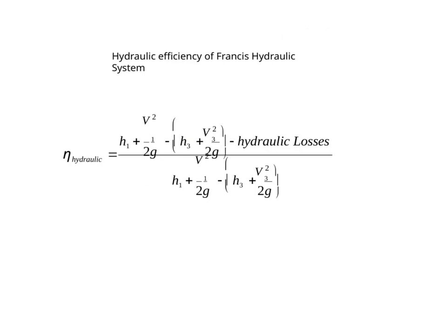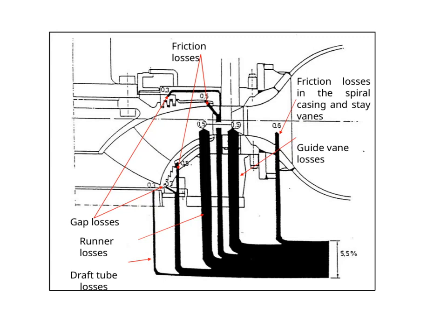Now, let's look at hydraulic efficiency in a Francis hydraulic system. This equation shows how we compare energy at different points, factoring in velocity and height, while accounting for losses along the way. Essentially, it measures how well the system converts the available energy into useful work, highlighting where energy is lost due to friction or turbulence. Understanding this helps us optimize performance and reduce waste in hydraulic machinery.